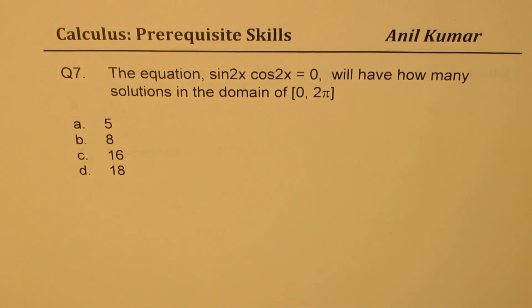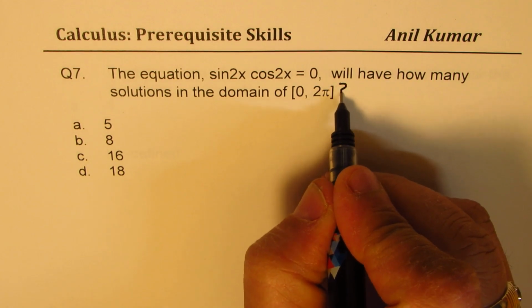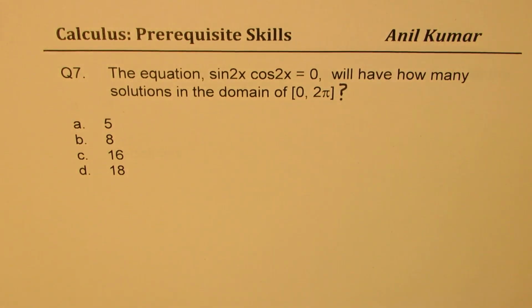The equation sin 2x cos 2x equals 0 will have how many solutions in the domain 0 to 2π? So we are not asking for the solutions, we are asking for the number of solutions. So get ready with double angle formulas. Trigonometry is a huge part. So you may have to review most of your compound angle formulas to get ready for calculus.